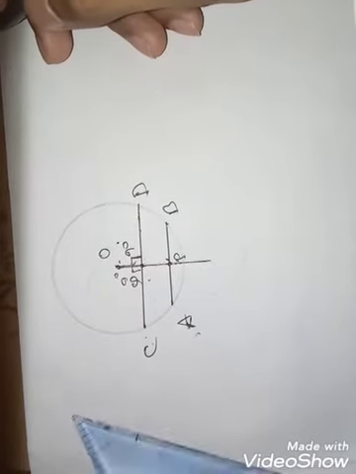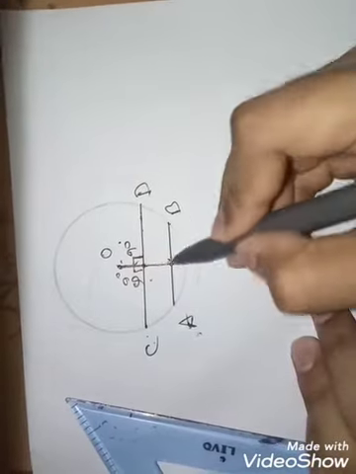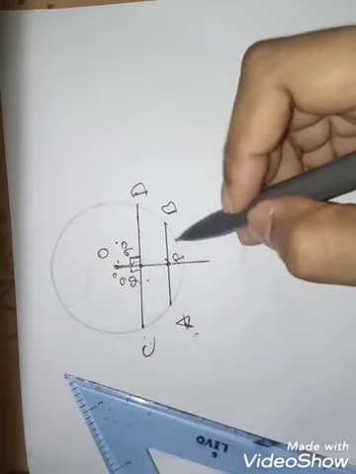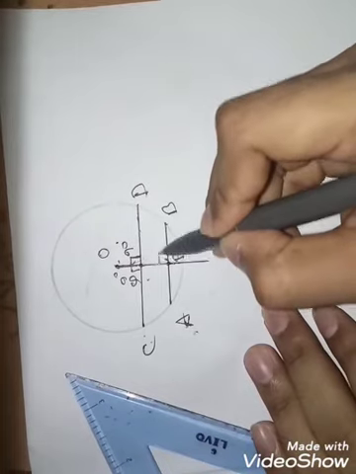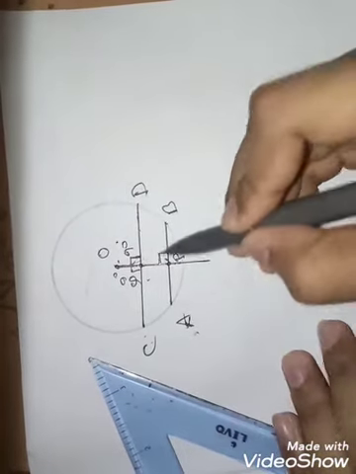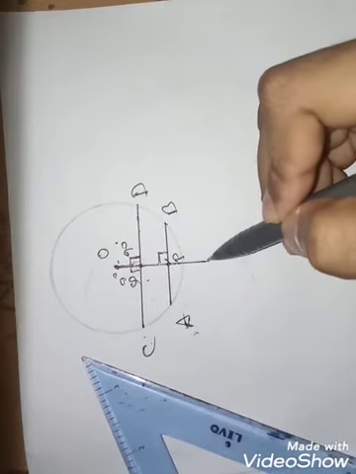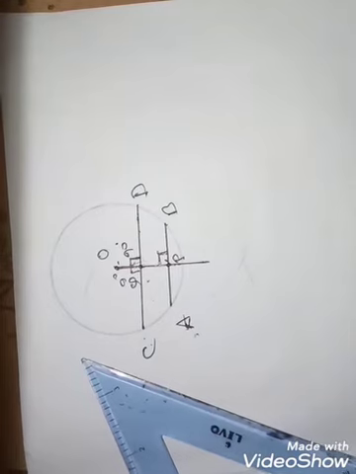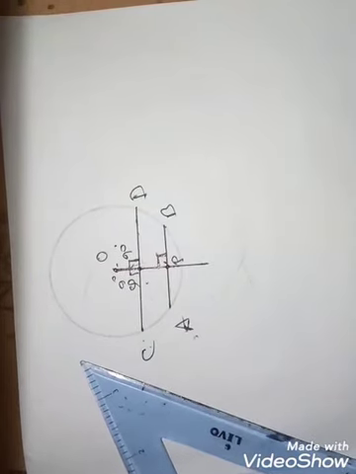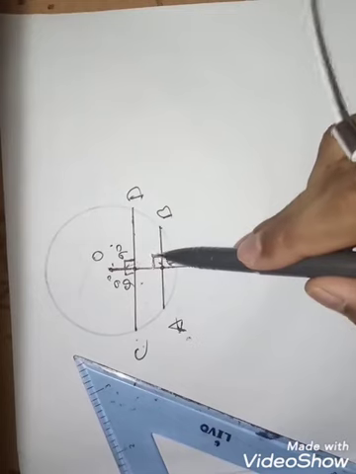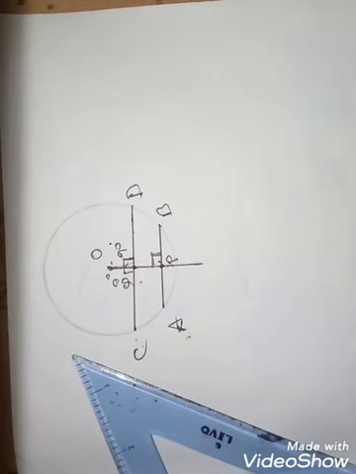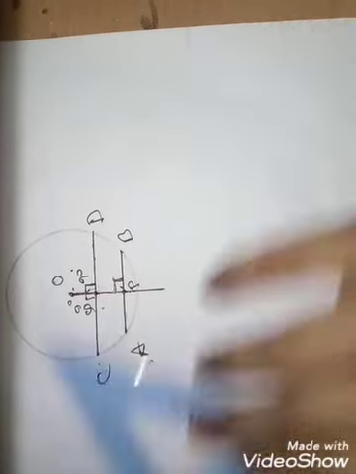Now at first we have to prove that this line has created an angle of 90 degrees with AB. We have to prove that this angle is 90 degrees. Well, if we can prove that this angle is 90 degrees, we can easily prove the theorem. For this, you have to give your attention.